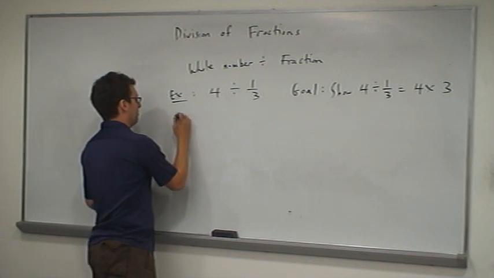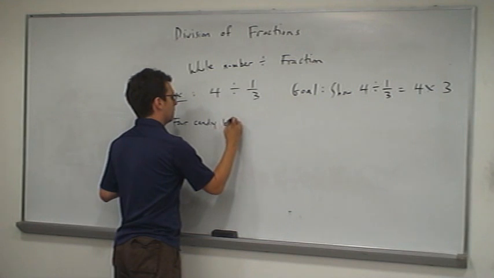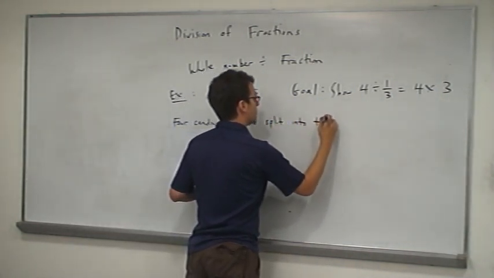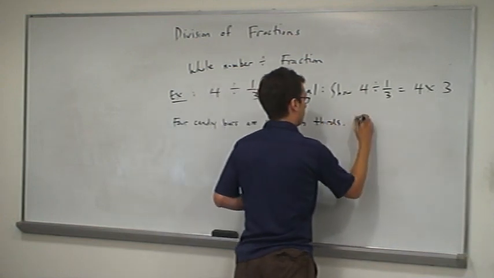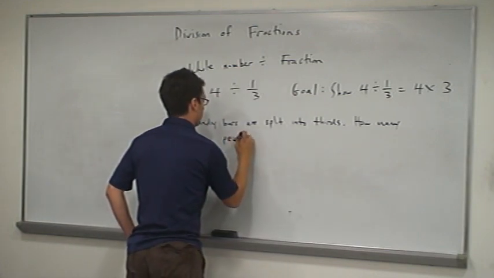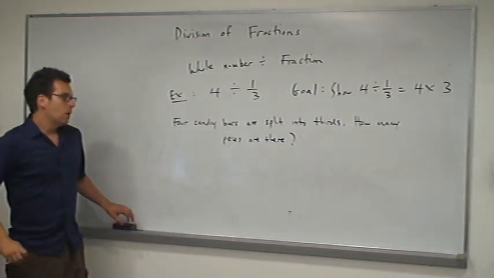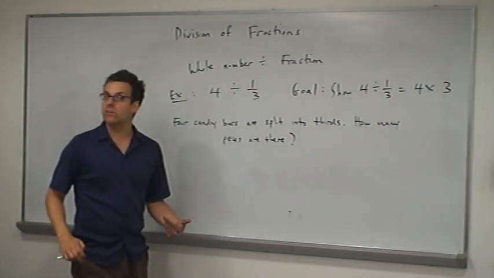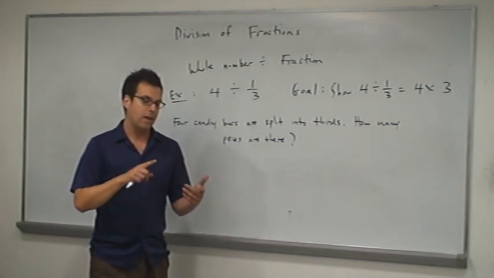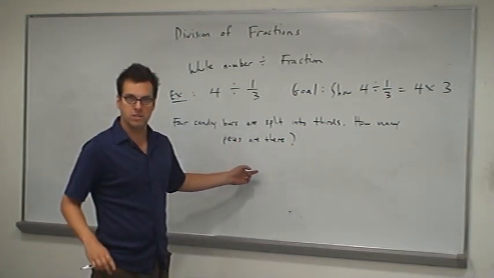So let's say we have 4 candy bars split into thirds. How many pieces are there? Now, this type of problem is actually a little bit different than the problems we've had before. The problems we've had before in our whole number divided by whole number case and our fraction divided by whole number case were cases of partitive division. This is actually a measurement division question, right?